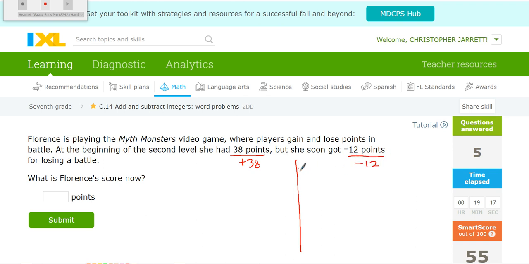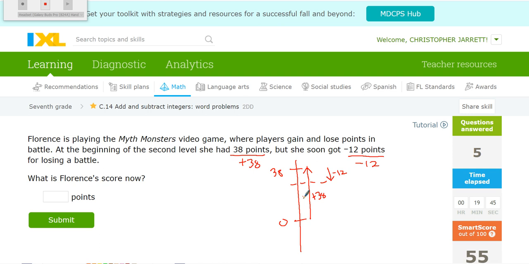So then if I draw my number line, I have 0 here. I'm going initially to 38, so I'm going to go up to 38 first. And then she got negative 12 points for losing a battle. So that means from 38, she must have gone down by 12. So if I write 38 first and then go down by 12, the question asks, where's Florence's score now? So they're asking for the new location.